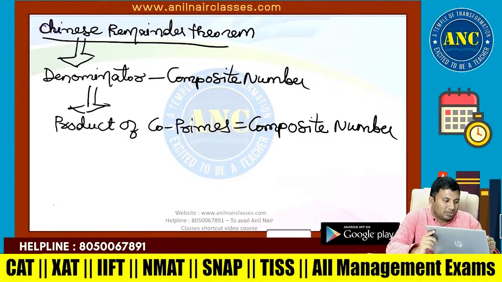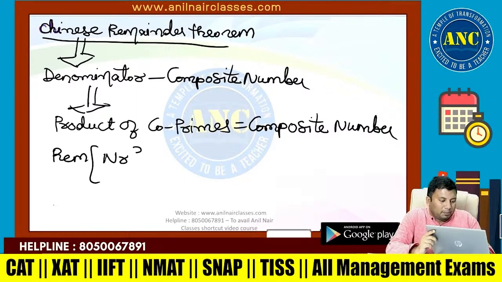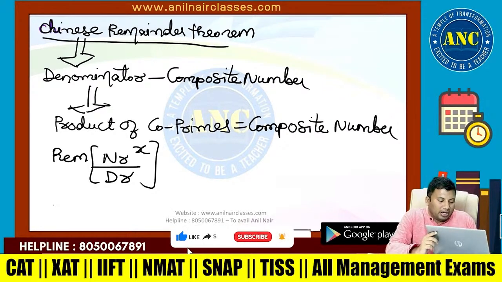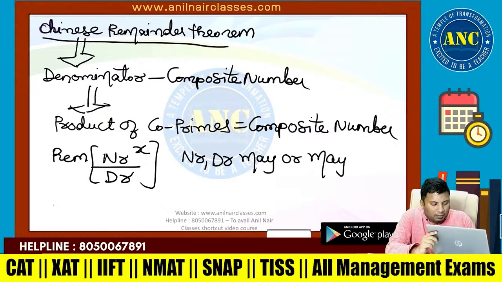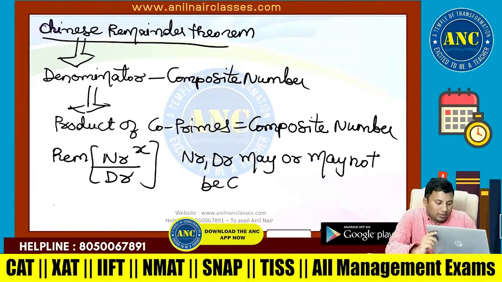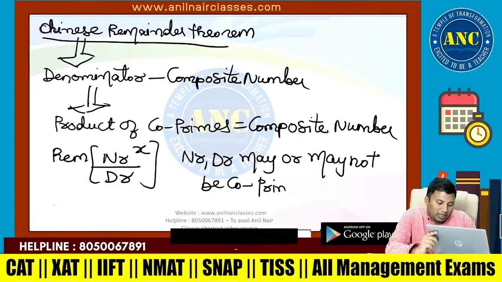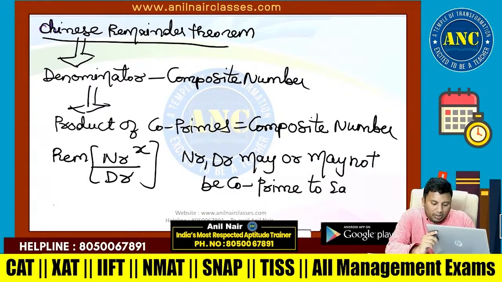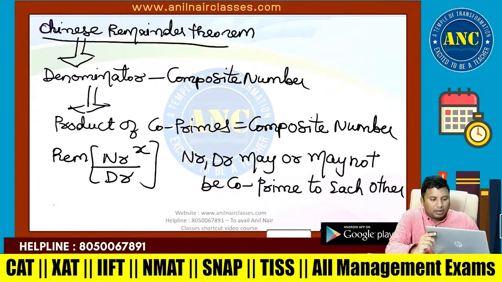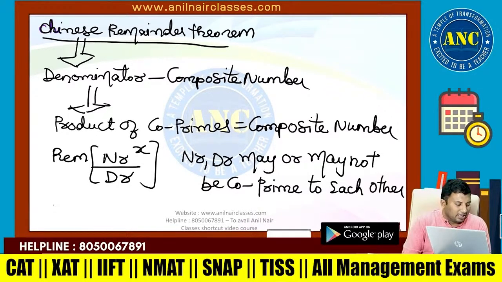If the question is of this form, numerator power x divided by denominator, the best thing about Chinese remainder theorem is that the numerator and denominator may or may not be coprime to each other. First write down as it is.